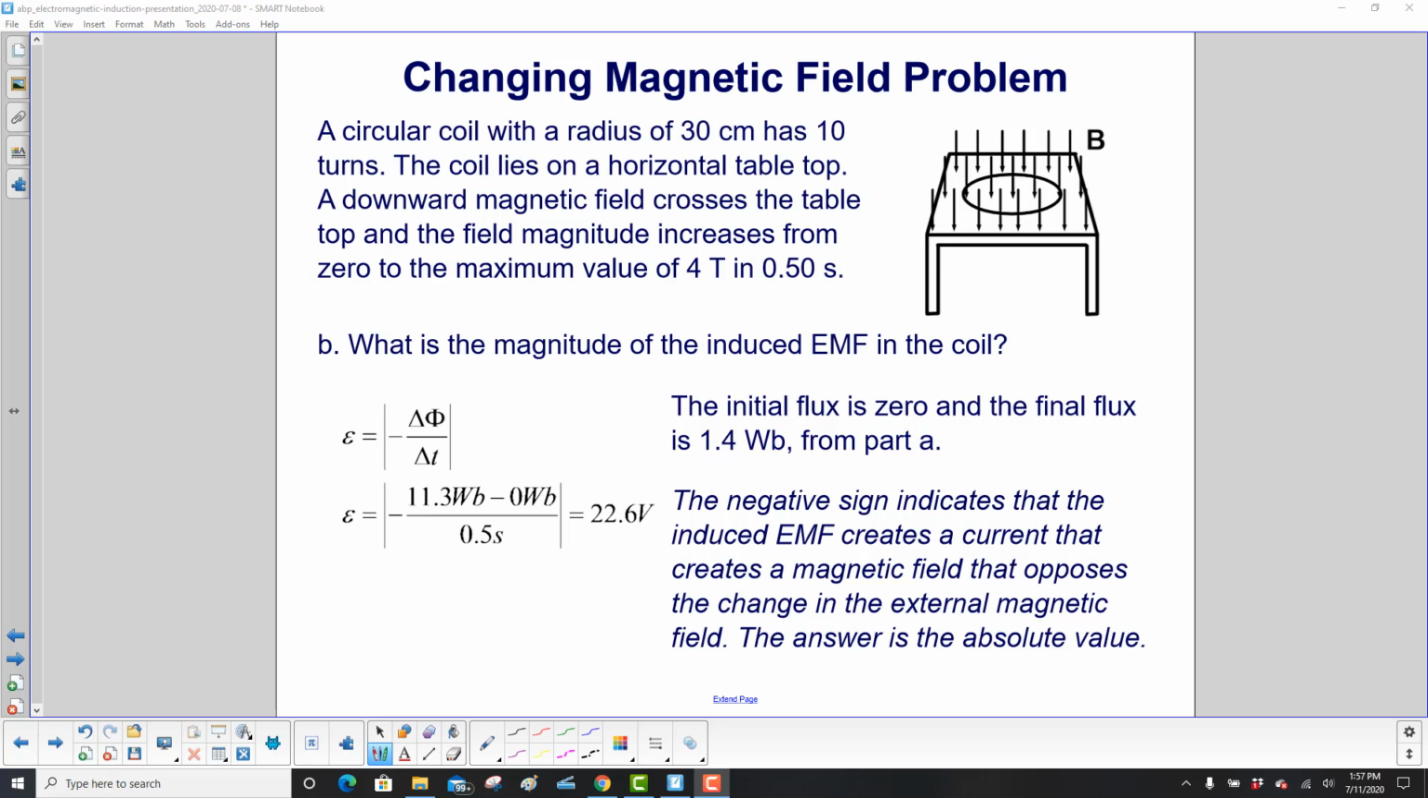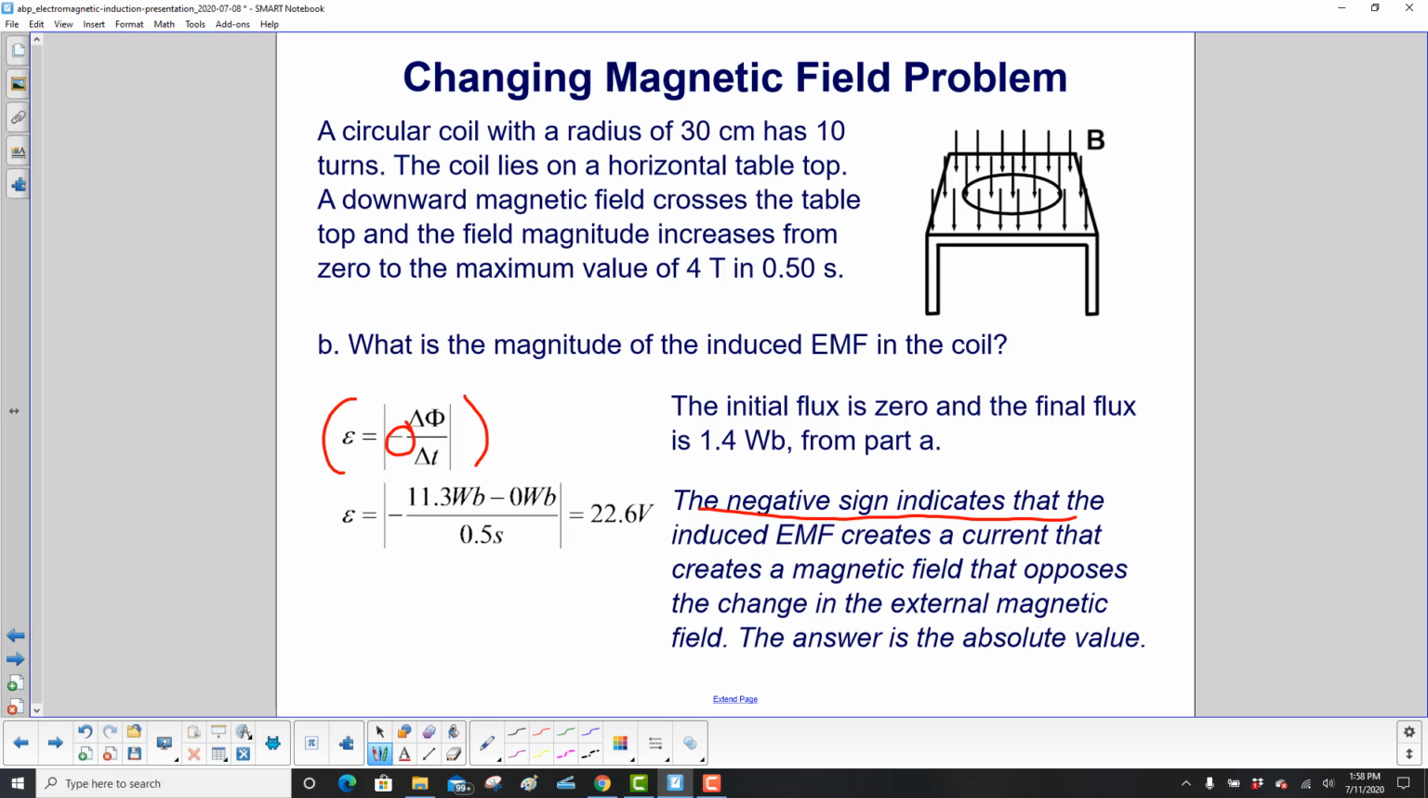What is the magnitude of the induced EMF in the coil? So here we have Faraday's law of induction, and this negative sign here tells you that the induced EMF will create a current that will create a magnetic field that opposes the change in the external magnetic field applied to the loop. And that's Lenz's law. Yep, just that negative sign.